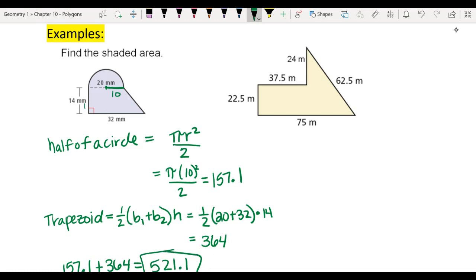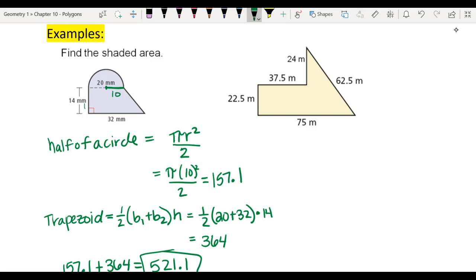I would like you to try this next one on your own. There is something I need to mention here. The bottom of this triangle shape is not 75. That's the whole thing. If this half of it is 37.5, what can we do to find the bottom of this half? Subtract it. We can do 75 minus 37.5. So go ahead, try that one.